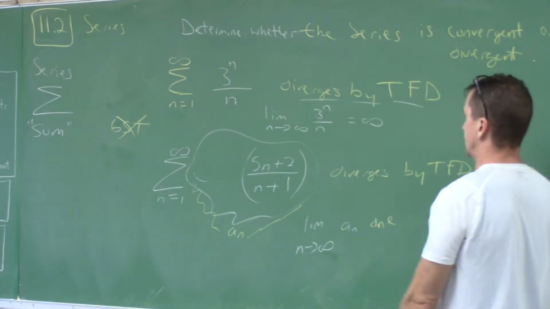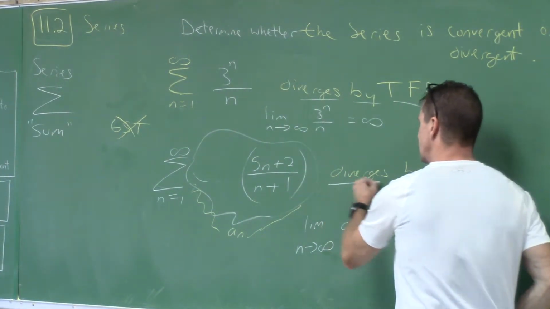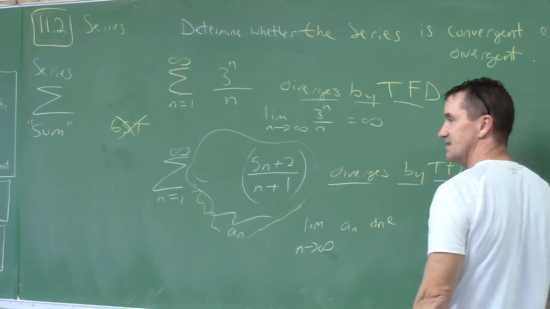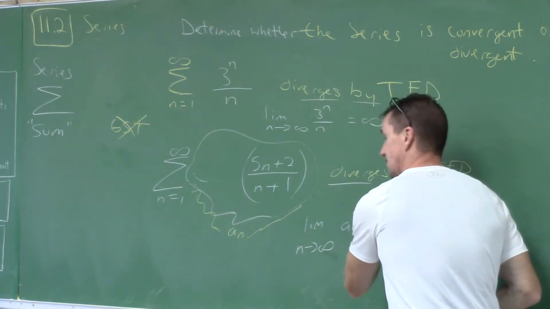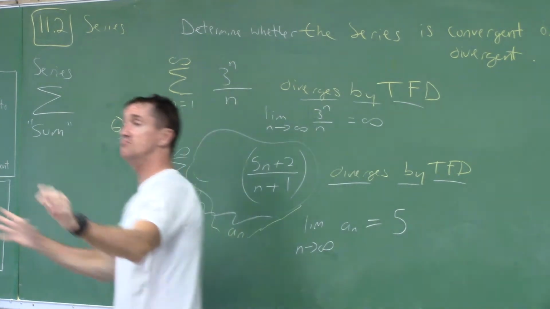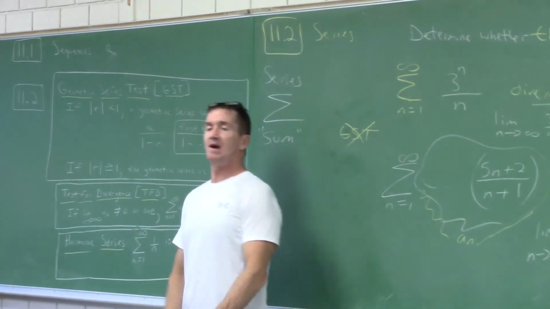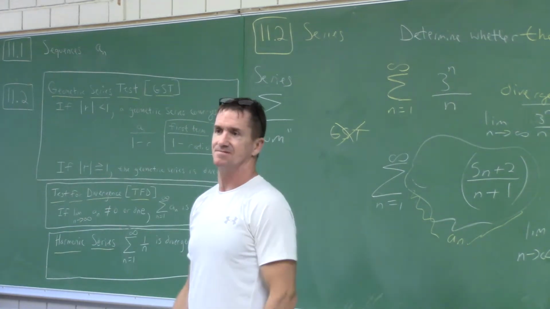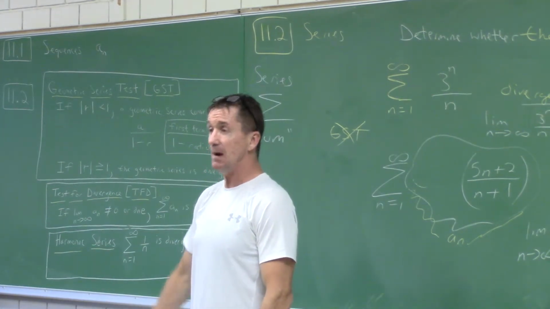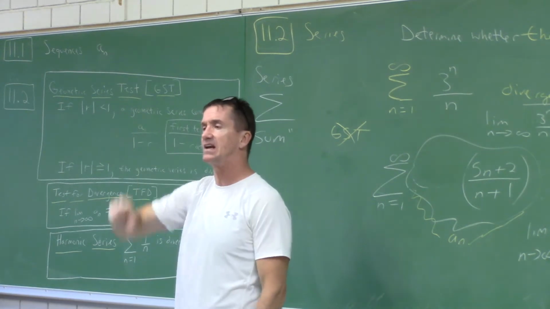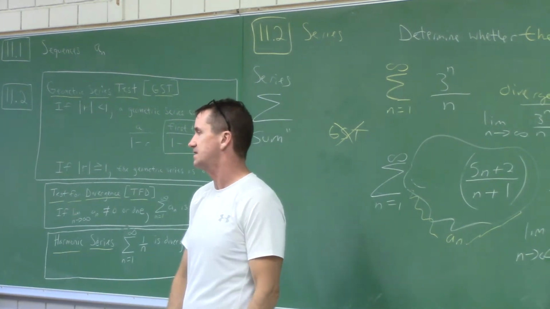What if you see that on the test? Isn't it the same answer? Because what's the limit? 5. This test is rock and roll awesome, as long as that limit is not what? See, when it's 0, you've got to use another test. You follow me? So you might look at this one first thing: can I use the test for divergence? It's one of my favorite tests of all of them.